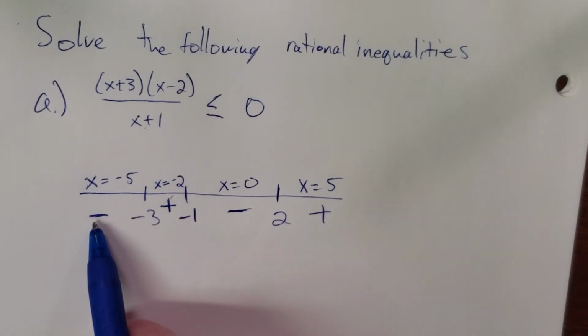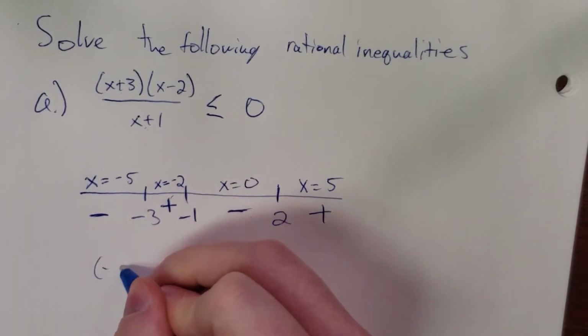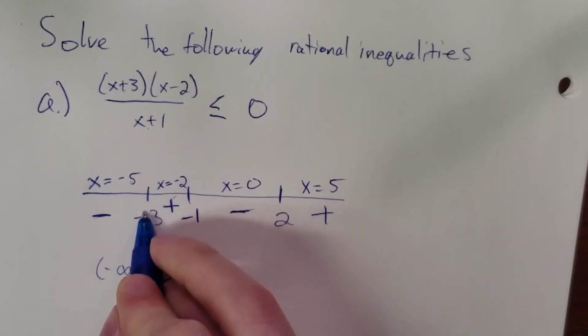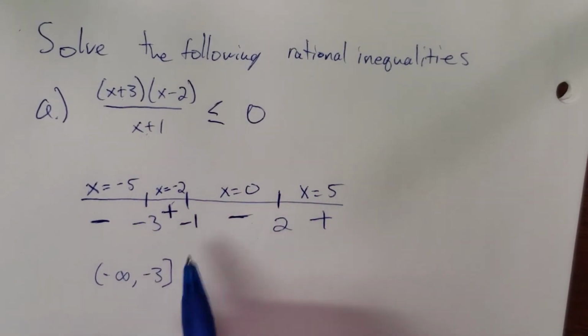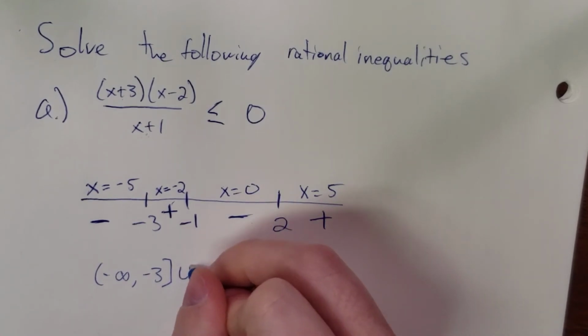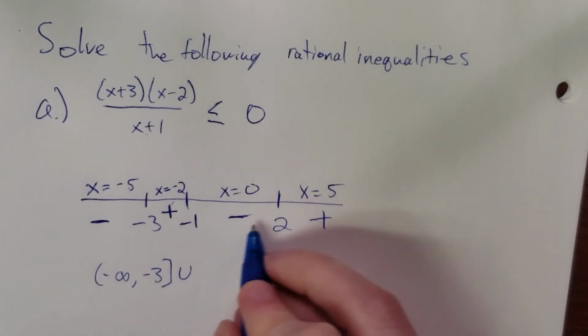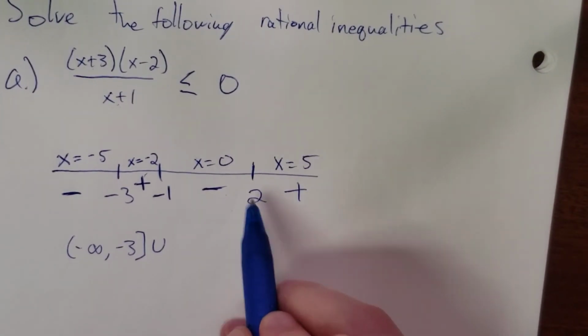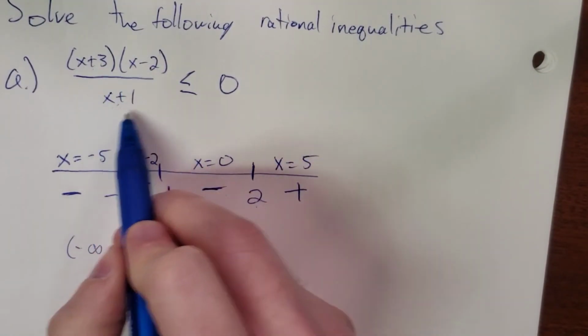Well, we are equal to or less than 0 from negative infinity to negative 3. And then we have the interval from negative 1 to 2, which is also less than 0. But notice we should include the 2, because if we plug in 2, we get 0 over 3, which is 0.